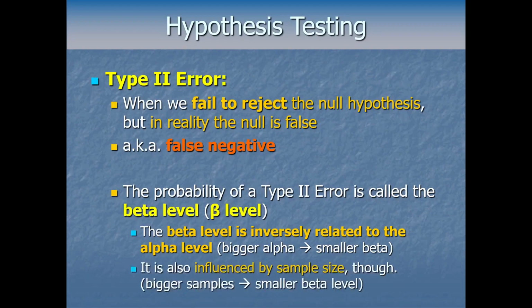But also, the beta level is influenced by sample size. So regardless of what alpha level you pick, there are other ways you can help make your beta level not be so bad. If you use a gigantic sample size, you're just much more likely to detect any effect that happens to really exist out there. Regardless of everything else, a big sample can help protect against false negatives and ensure you do find any effects that do exist out in the world.